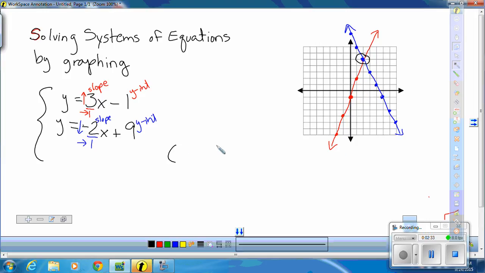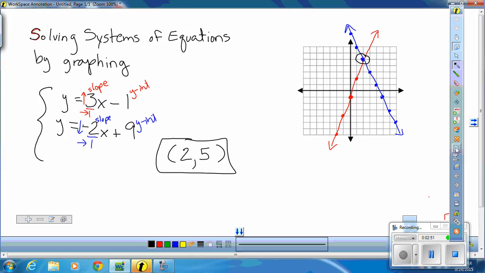The answer, the solution to a system of equations, should be a point. And this point is 1, 2. So 2, 1, 2, 3, 4, 5. So the point (2, 5) is the solution to this system of equations.